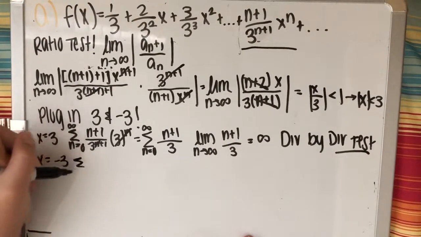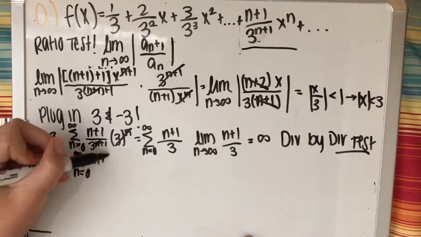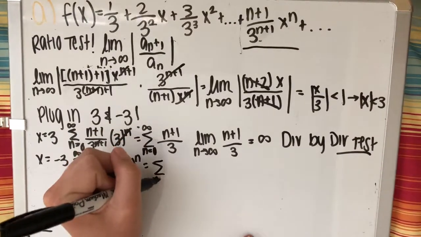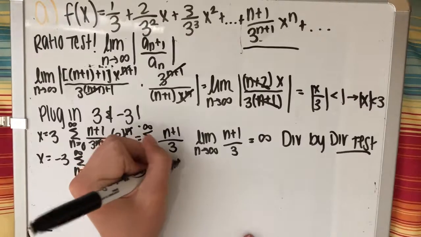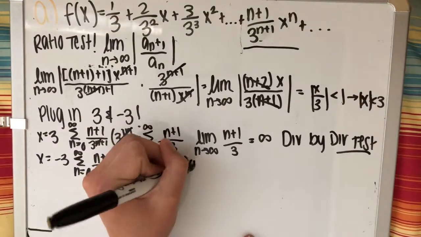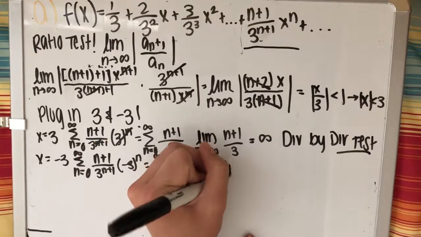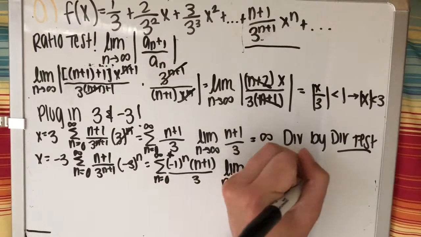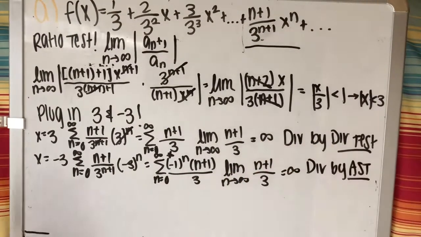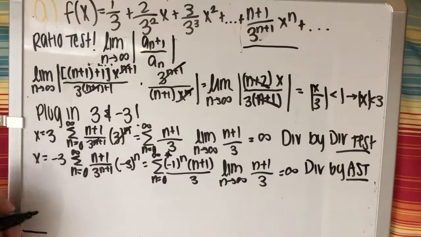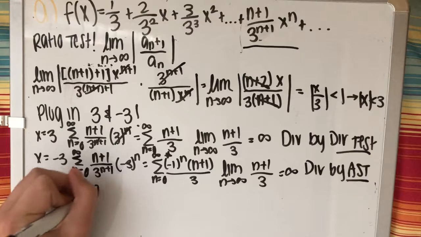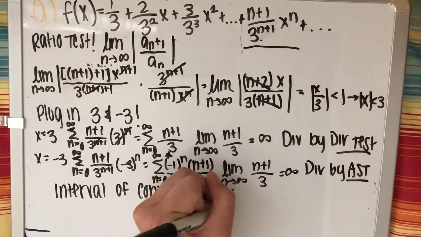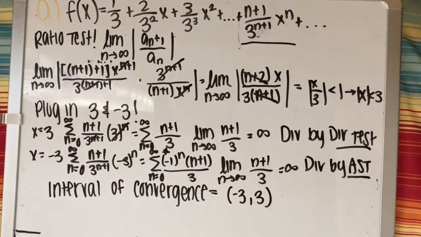Now we plug in x equals negative 3. So then we have the series of n plus 1 over 3 to the n plus 1 times negative 3 to the n. This is going to give us an alternating series. It's going to be the same as before, except with the negative 1 to the n. So then we're going to be using the alternating series test. So we're just going to use the limit as n approaches infinity of n plus 1 over 3 again. And that's going to go to infinity, and then we can say that it diverges by the alternating series test. So now we know that since it diverges at both of the endpoints, the interval of convergence is just going to be from negative 3 to 3 in soft brackets, so excluding negative 3 and 3.